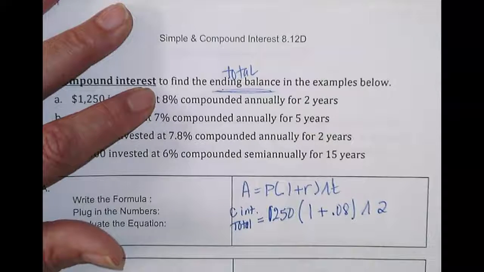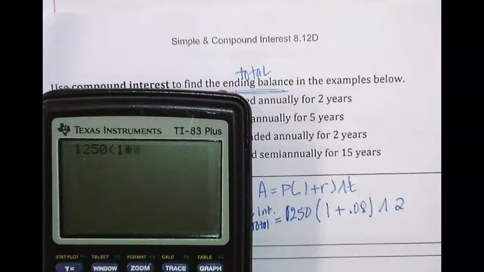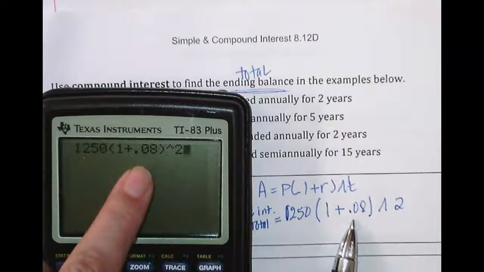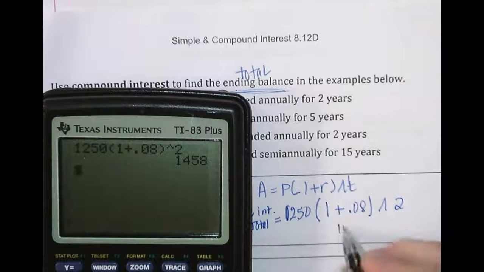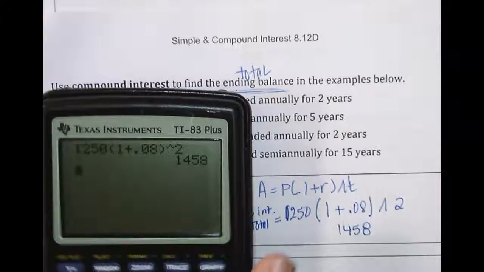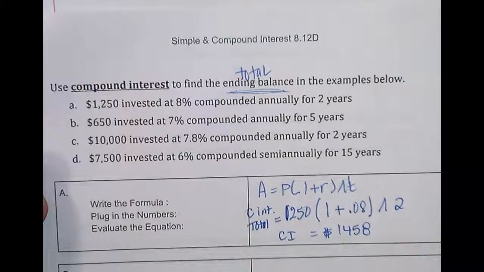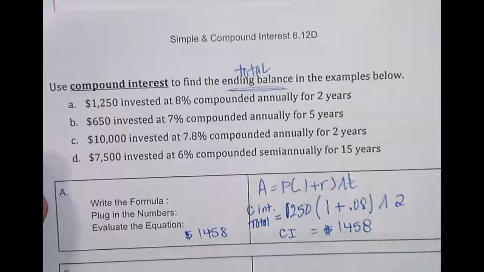Let me grab my calculator. Hang on. The next time we go over stuff in class, I sure hope you're doing what you need to be doing. I really do. So, the first number is principal, my parentheses, my 1, my interest rate of 8%, move the decimal twice, caret 2, push the enter button. That's 1458. Yep, 1458. And what is 1458? I know it's money. That's compound interest, correct? And that's my total. So how much is left in the bank? There's my number, 1458.